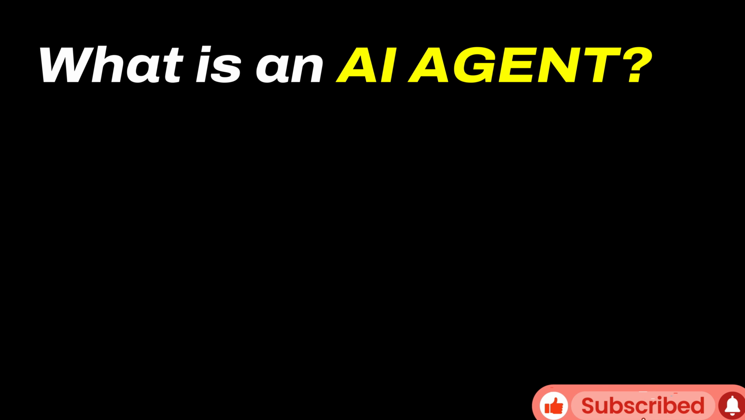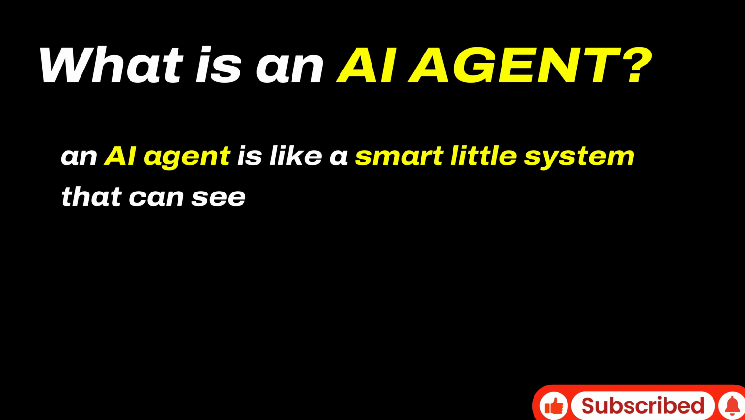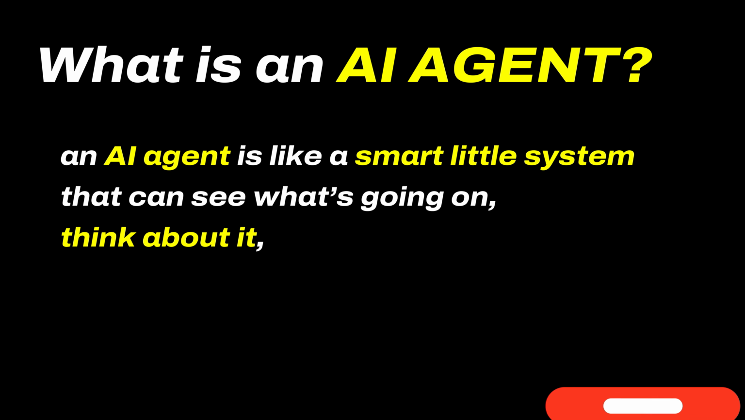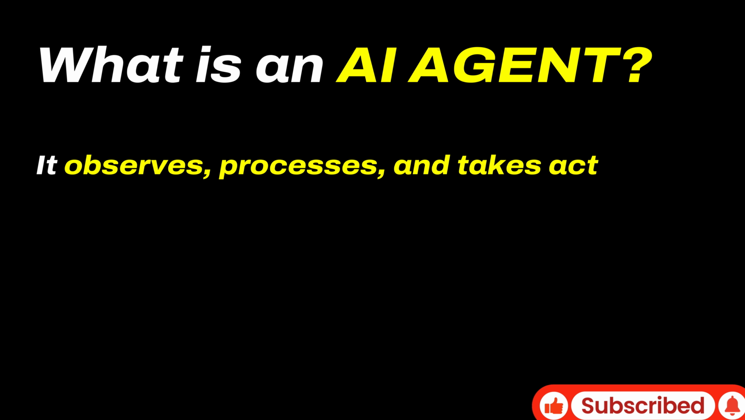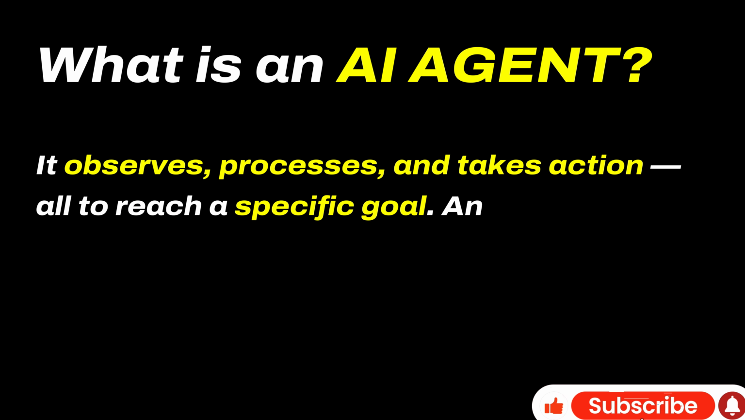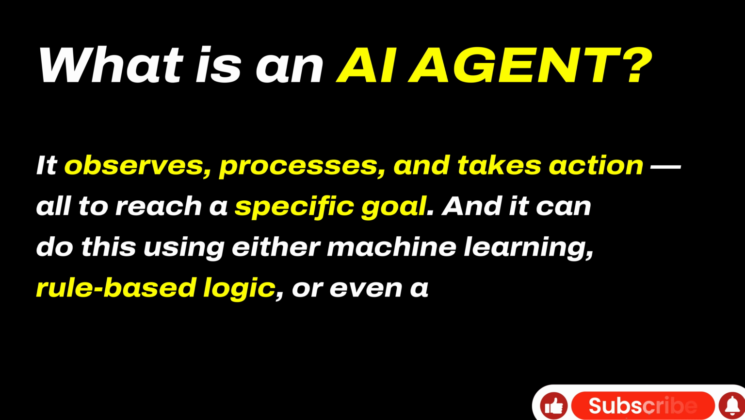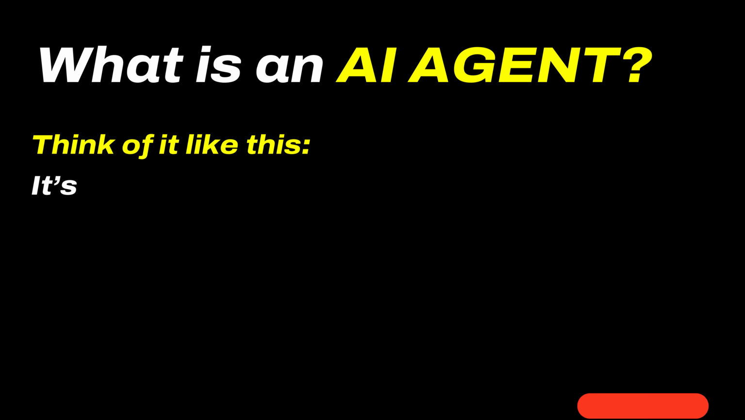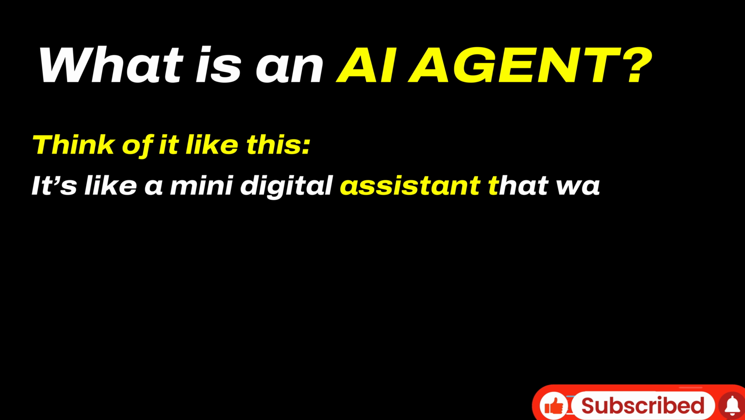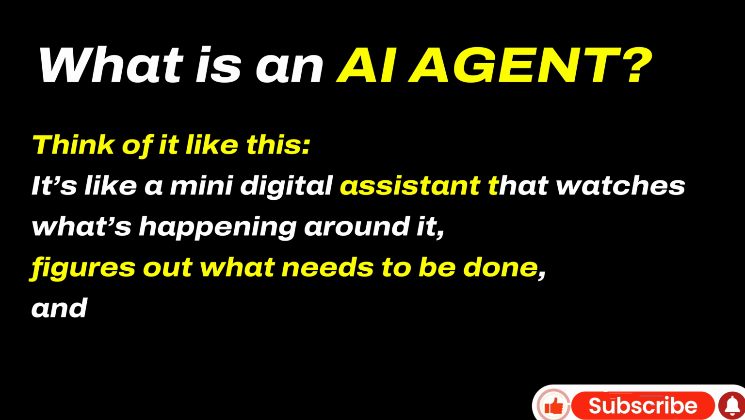So, what is an AI agent? In the simplest terms, an AI agent is like a smart little system that can see what's going on, think about it, and then do something useful. It observes, processes, and takes action, all to reach a specific goal. And it can do this using either machine learning, rule-based logic, or even a mix of both. Think of it like this: it's like a mini digital assistant that watches what's happening around it, figures out what needs to be done, and then just does it all on its own.